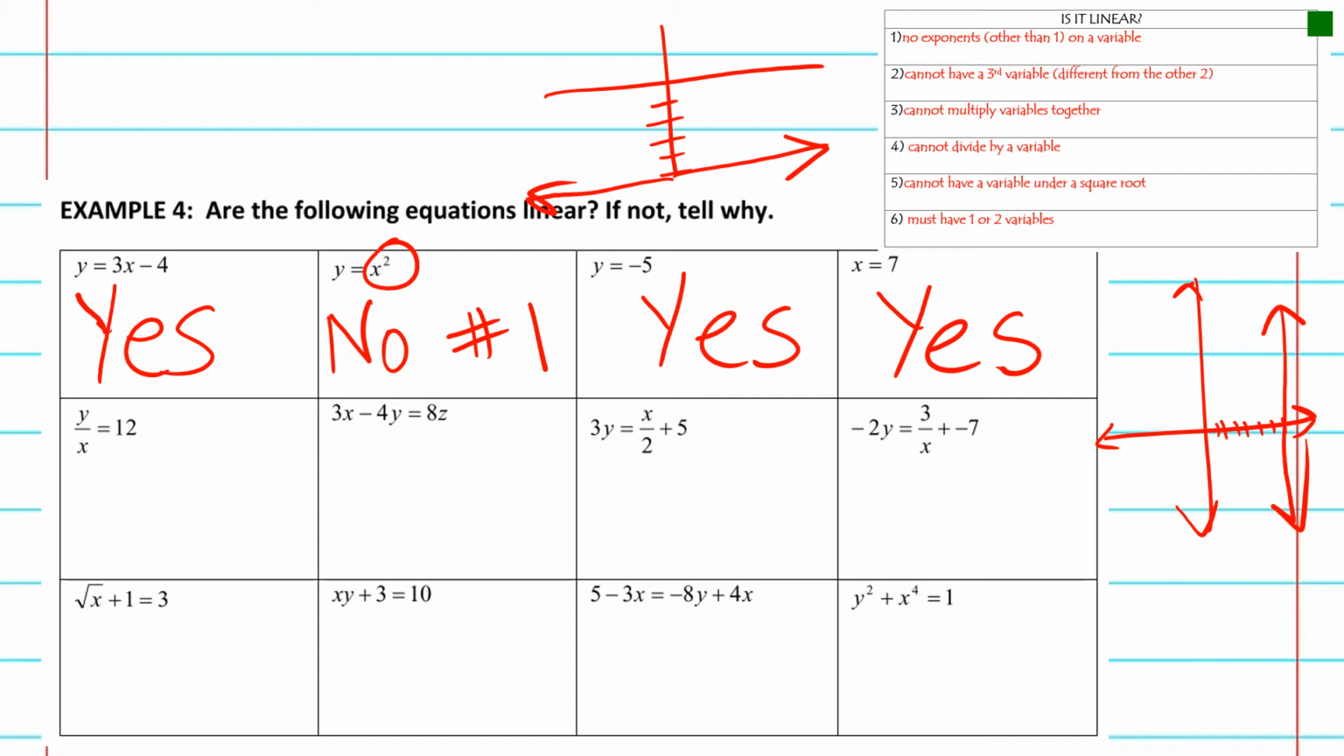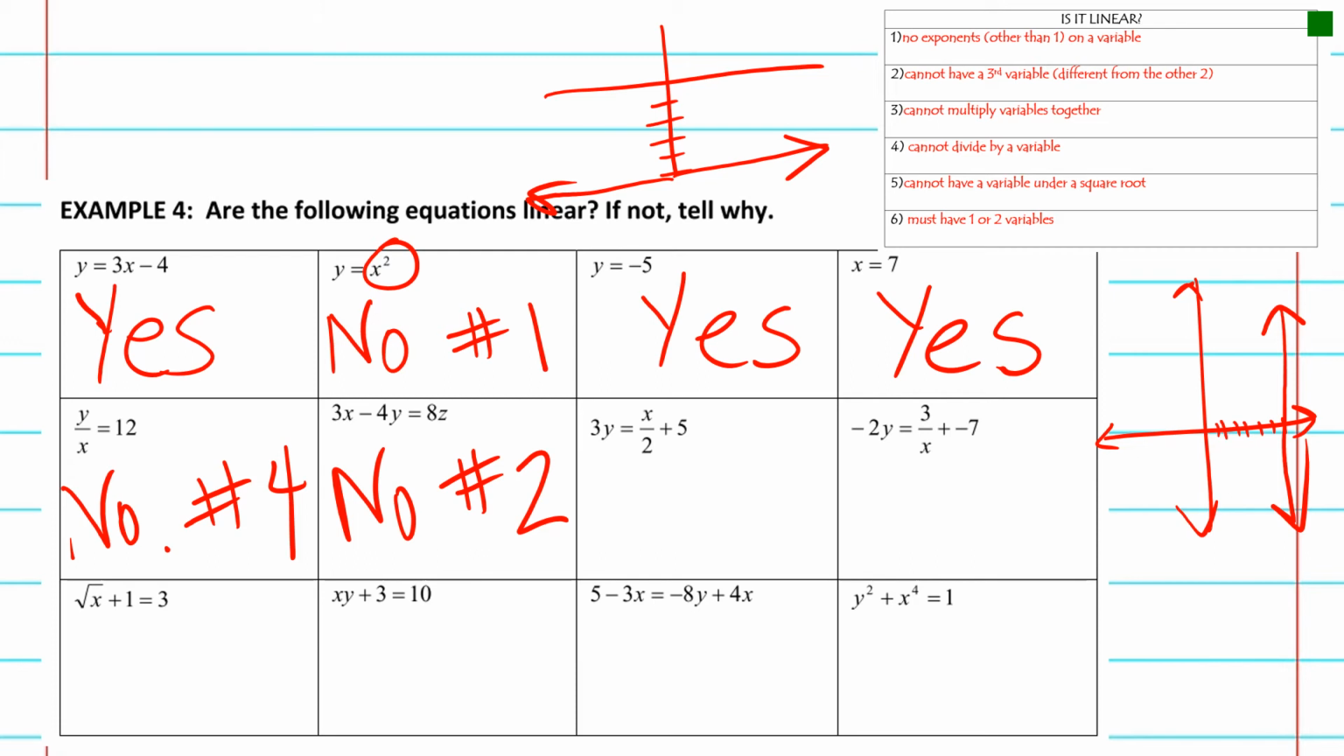All right, moving on to the next one. y over x equals 12. Well, that one breaks the rule. Can you figure out which one it breaks? Yep, you're right, number 4. We can't divide by a variable. So this one is not linear and it breaks rule number 4. All right, moving on. We have 3x minus 4y equals 8z. Well, we're okay on all, well, we break one. You see which one we break. This is not a function because we have 3 variables. It breaks rule number 2.